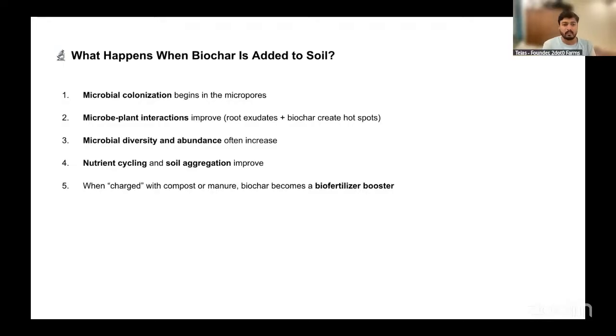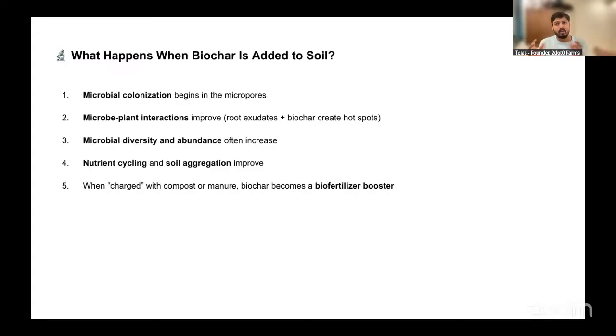What happens when biochar is added to soil? Microbial colonization begins in the micropores. Microbe-plant interactions really improve. That means the root exudates act as food for microbes, and then the microbes are helping fetch all the right nutrients for the roots. So there will be a very good symbiotic relationship. And biochar creates a hotspot for both the roots and the microbes to come out. Roots come looking for moisture and water. Microbes come looking for the same water, and then they find a very good place to stay, and they become a hotspot of microbe and root activity.